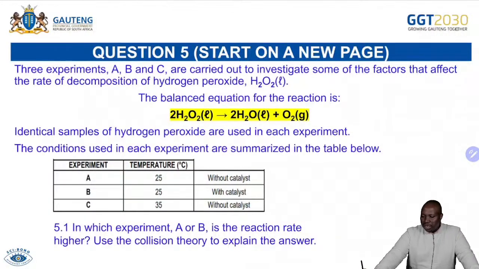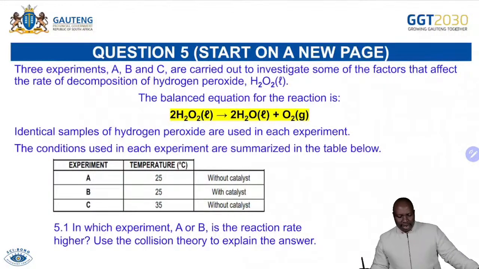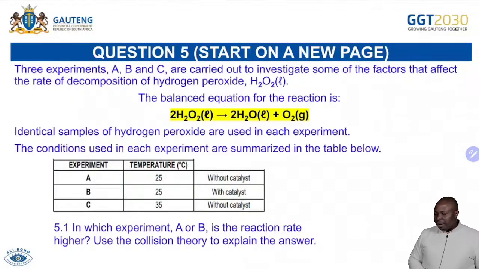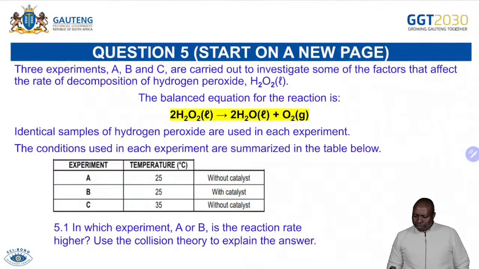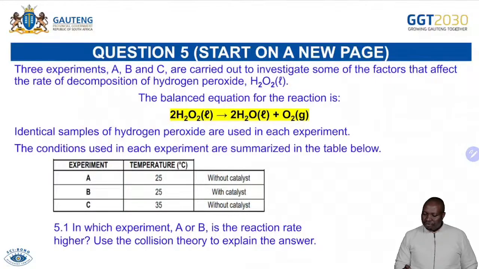There was a question on a previous question paper where we were given 3 experiments, A, B, and C, carried out to investigate some of the factors that affect the rate of decomposition of hydrogen peroxide, and identical samples of hydrogen peroxide are used.